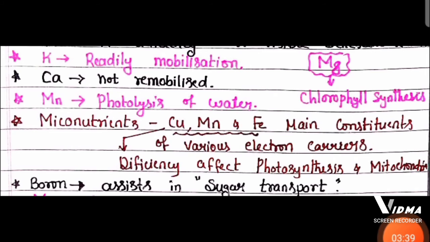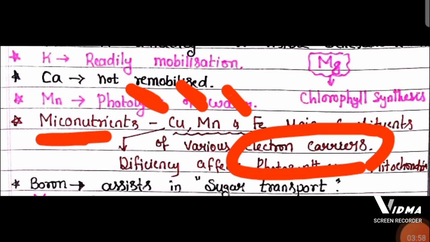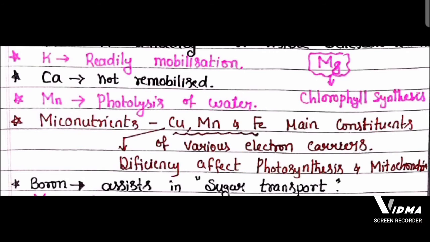And manganese is involved in the photolysis of water in photosynthesis. In photosynthesis there is a photolysis of water, and there manganese plays a very important role. And micronutrients like copper, manganese and iron are the main constituents of the electron carriers in the electron transport chain. So deficiency of these elements affects photosynthesis and the mitochondrial electron transport chain.